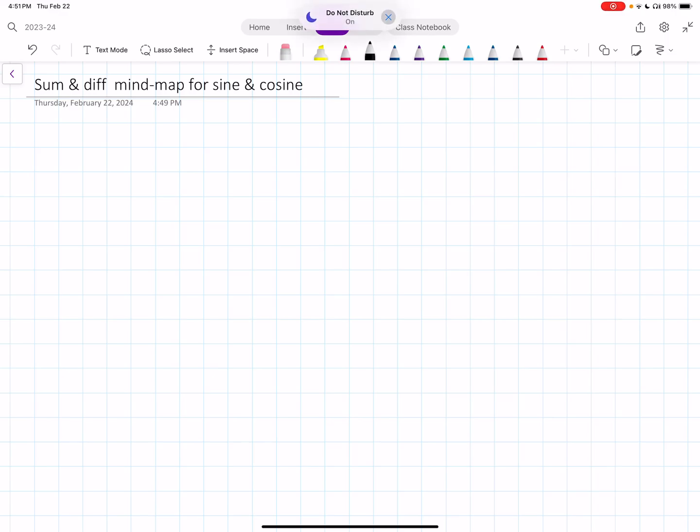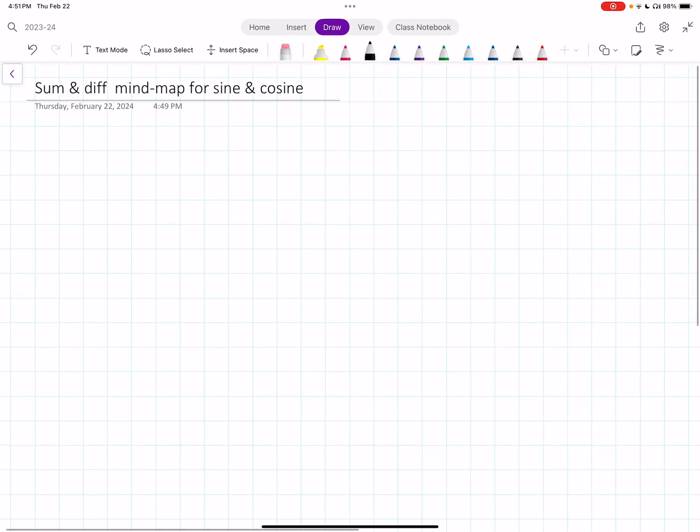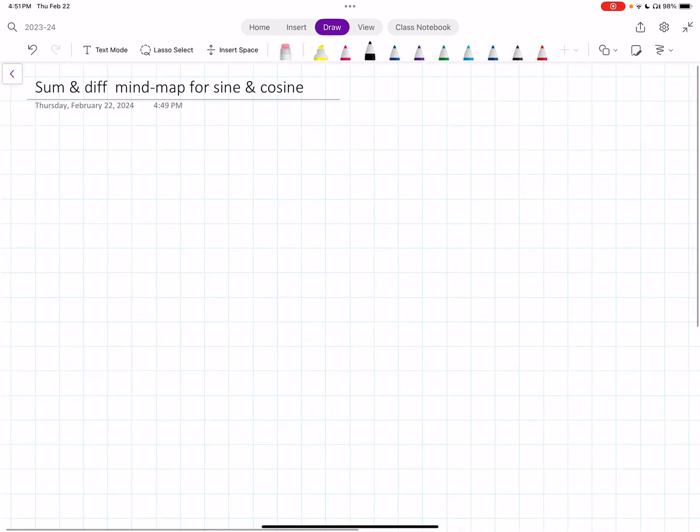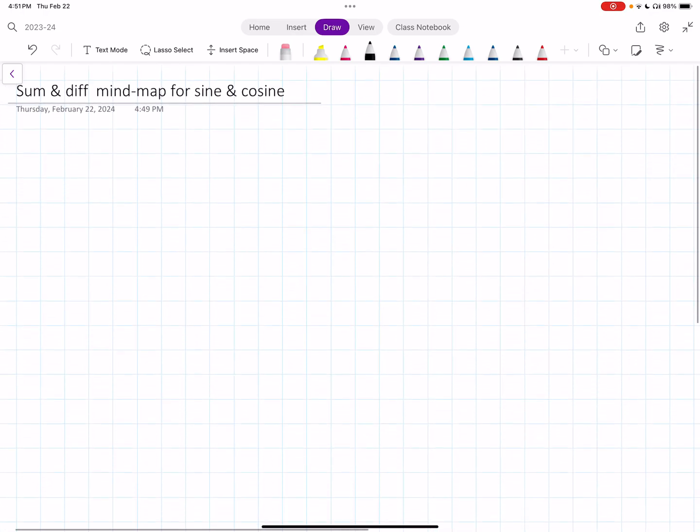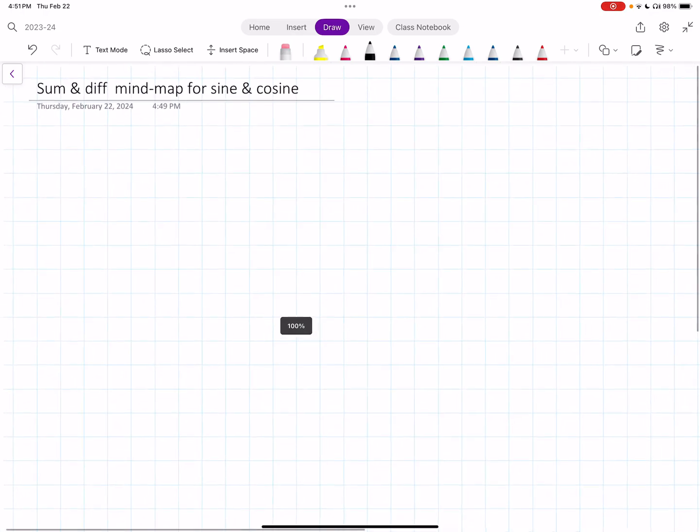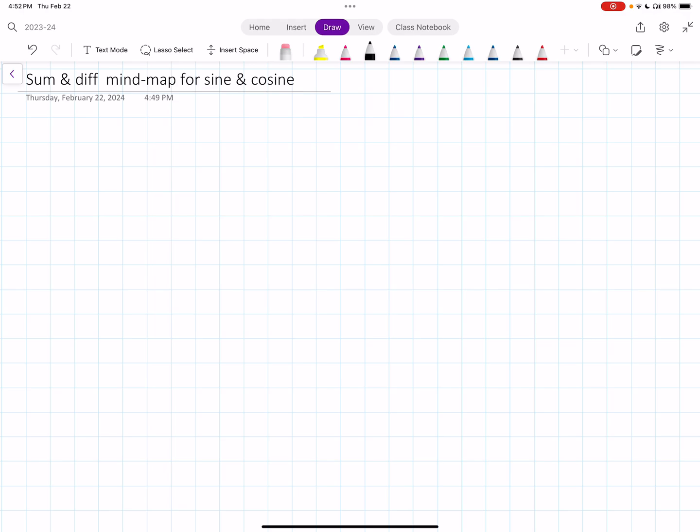We're going to get into a little sum and difference mind map for sine and cosine. And you know, I'm a fan of mind maps, and we are going to try to develop one and see how far we can go on this. I've never done this before, so let's give it a shot.